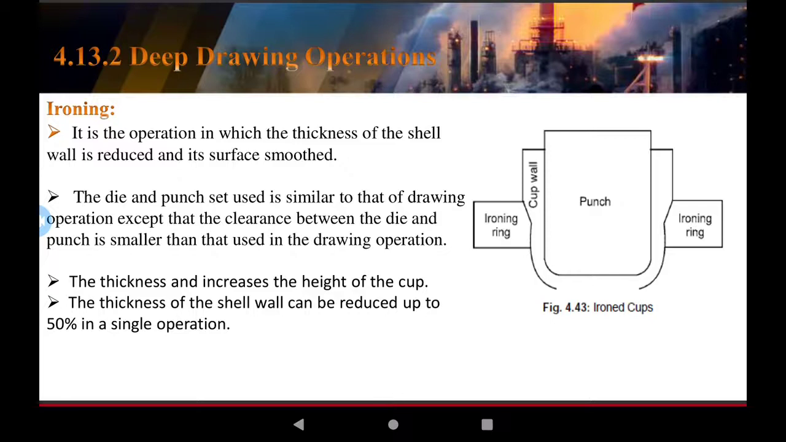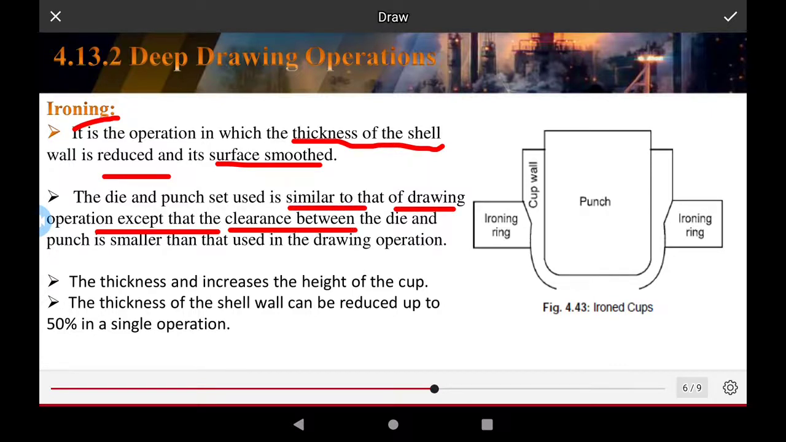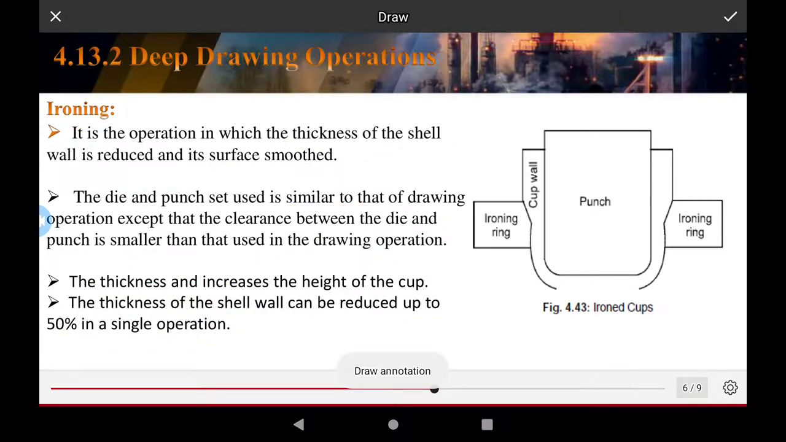The deep drawing operation, ironing. In this operation the thickness of the cup wall is reduced and the surface is smoothed. The die and punch set is similar to the drawing operation, except for the clearance between the die and punch assembly. It increases the height of the cup, and the thickness of the cup wall can be reduced by 50% in a single operation.